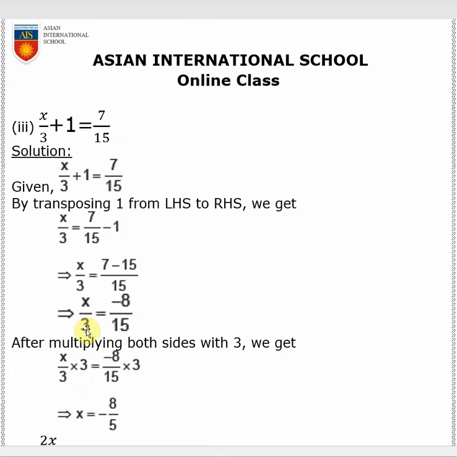Now, to eliminate this 3 below, we multiply by 3 on both sides. So x by 3 into 3, and minus 8 by 15 into 3.